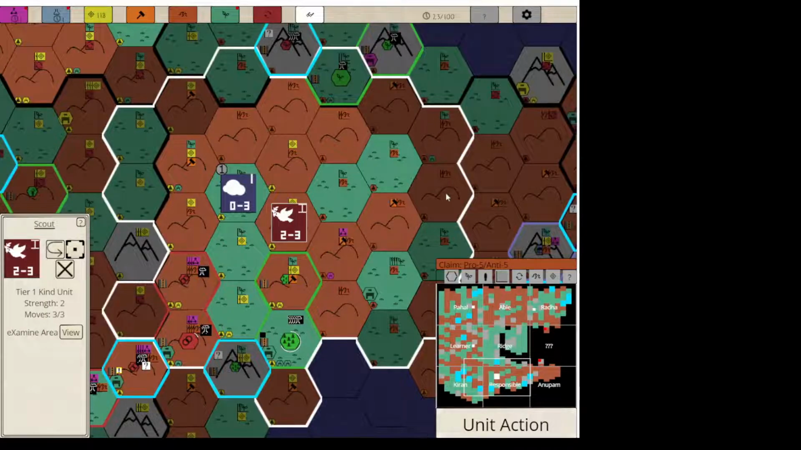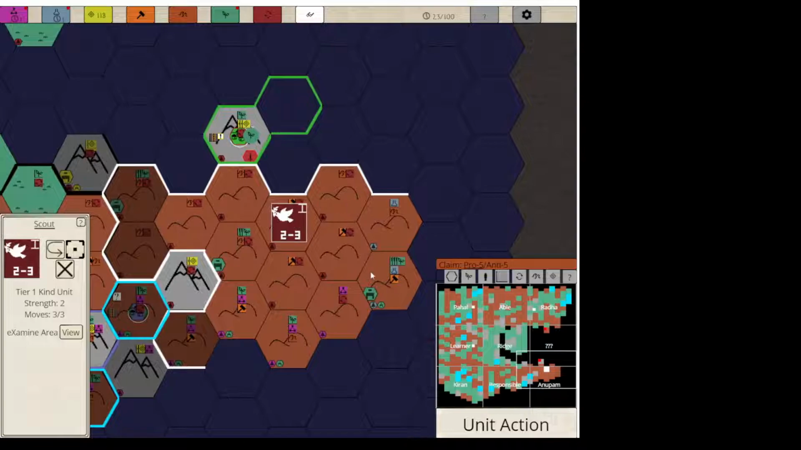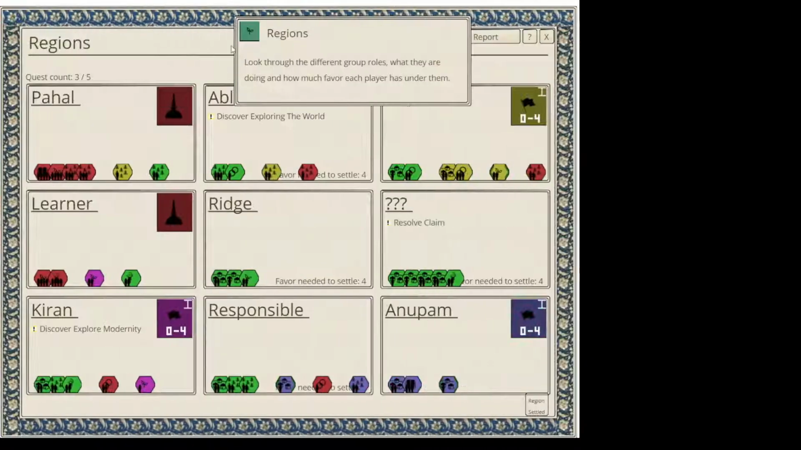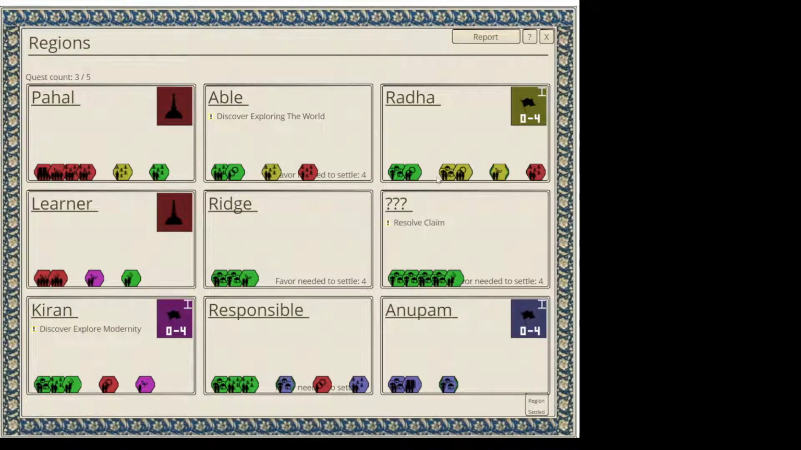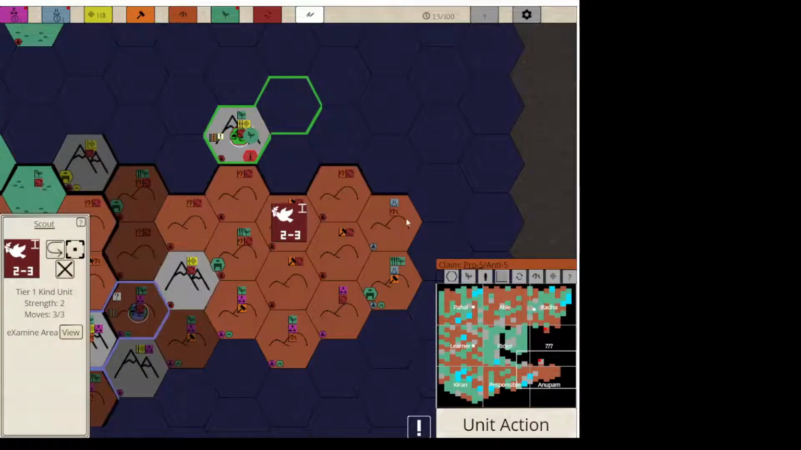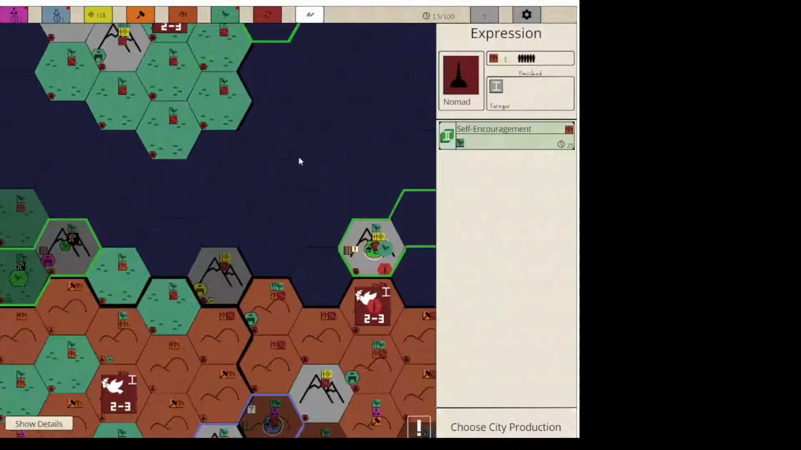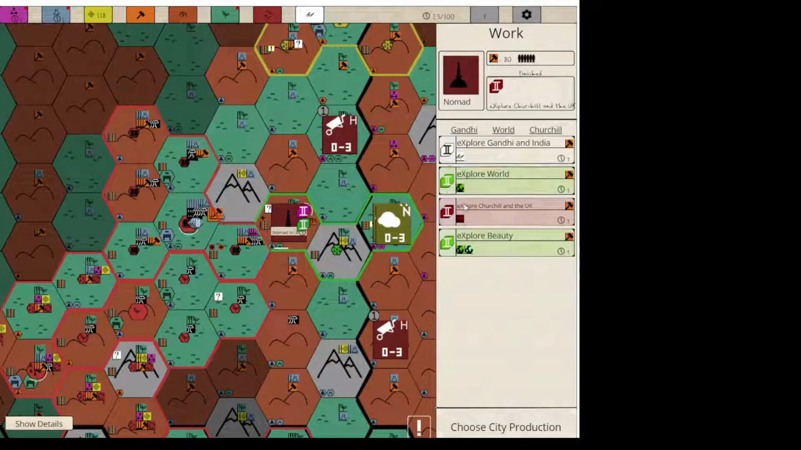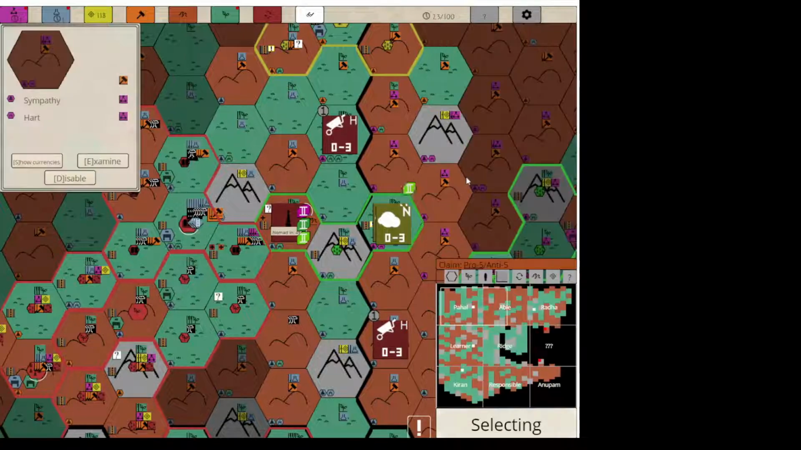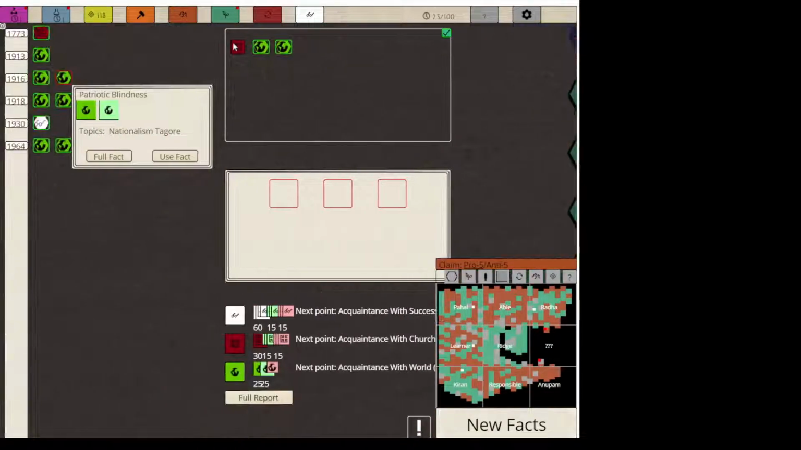Just going to bring this unit over here. What is the quest here? The quest is to resolve claim. Okay, so I'm going to actually start some combat. Just try to unlock it directly.